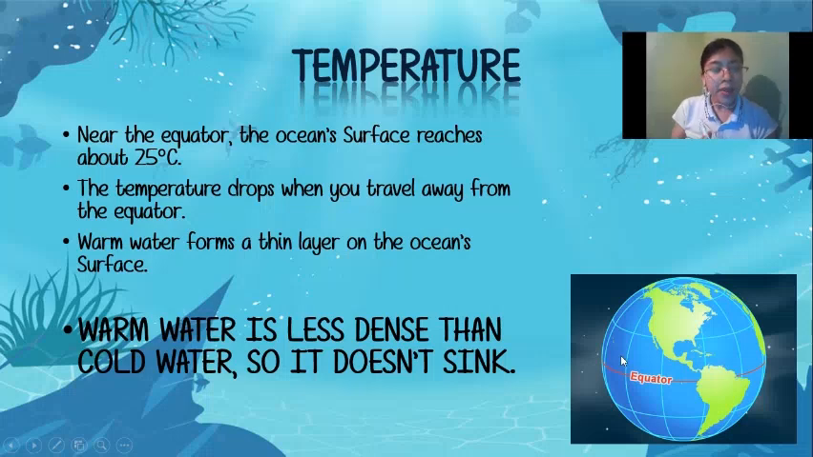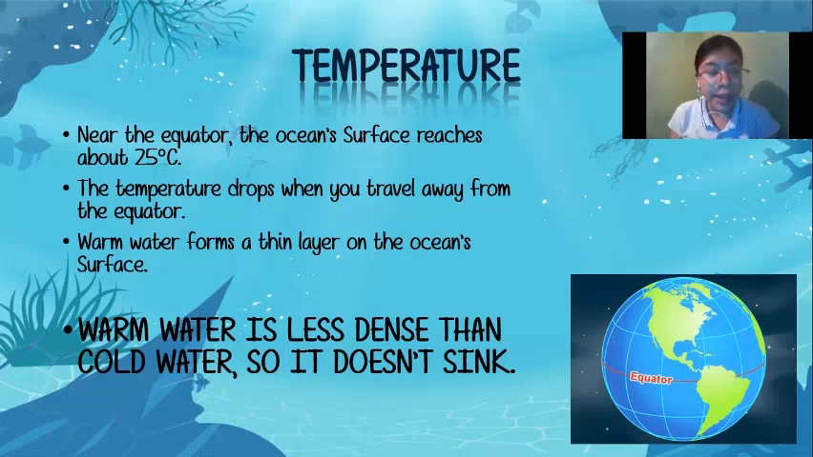Yes? Warm water forms a thin layer on the ocean surface. So it isn't very thick. The hot water in the ocean isn't very thick. It is a thin layer on the surface. So the rest of the water that is in the ocean is colder than the surface of the water. We're going to check that in a moment.